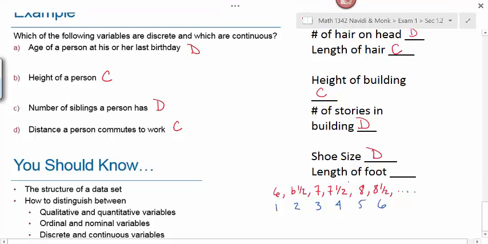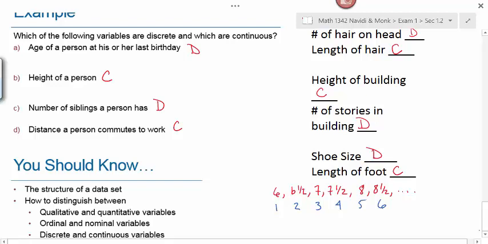However, the length of a foot that fits in any one given shoe size is continuous because it's a measure of length. And there's a whole bunch of different size feet that will fit in the same size shoe as long as they're off or different by maybe 1/4 of an inch or so. A lot of different size feet fit in the same size shoe. So hopefully this helps clarify what is discrete and what is continuous.